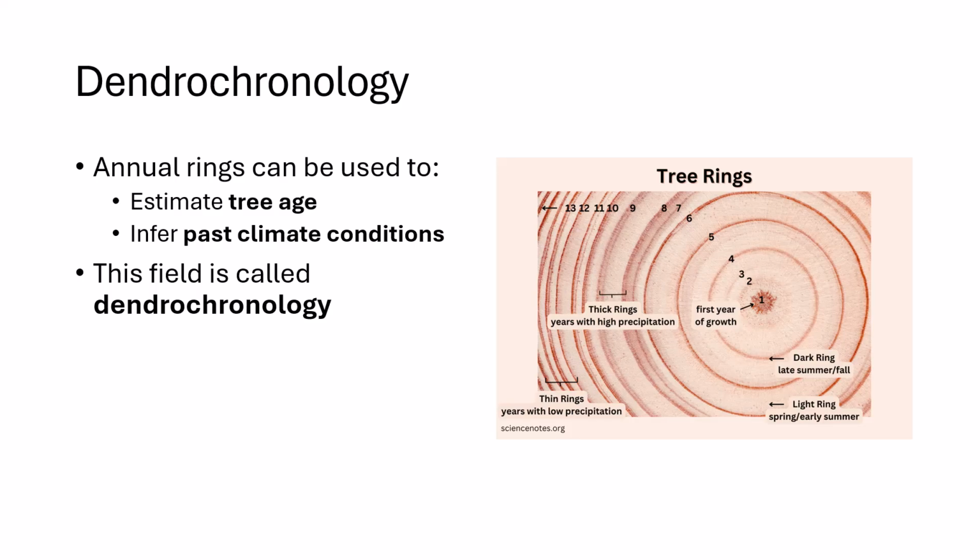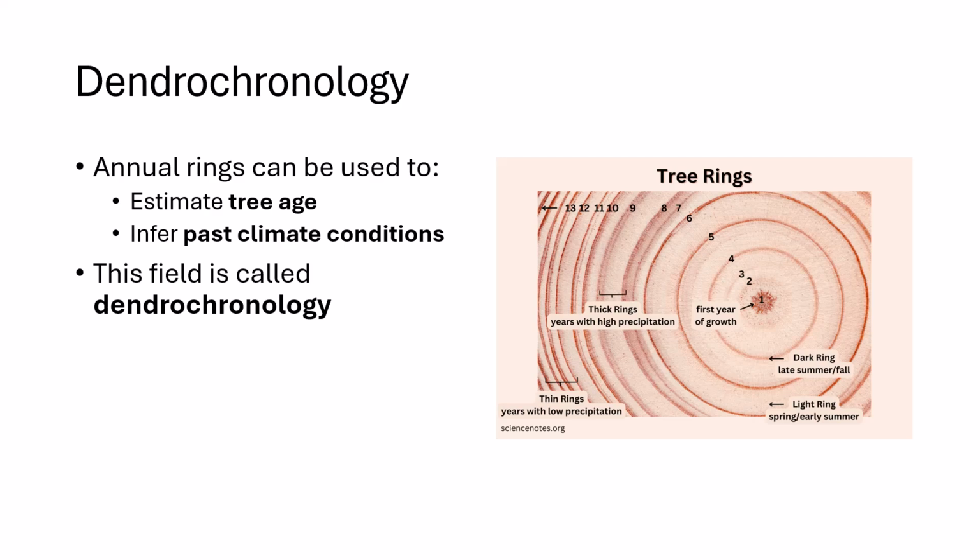Scientists don't just count rings to figure out how old a tree is, although that's one important use. They also compare ring patterns from many trees in the same region, because climate affects many trees in similar ways. Trees growing in the same area often show matching patterns of wide and narrow rings. By lining up those patterns, researchers can build long timelines that go back hundreds or even thousands of years. This lets scientists use trees as natural climate records. From tree rings, they can infer things like past droughts, wet periods, fires, or unusually good growing seasons.